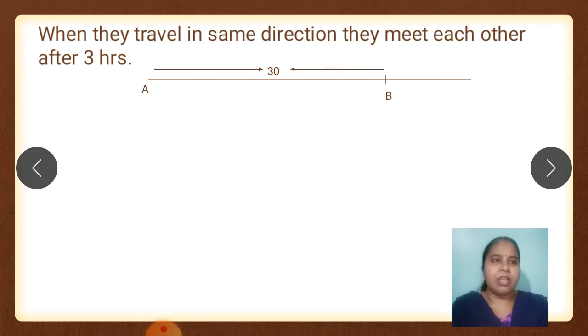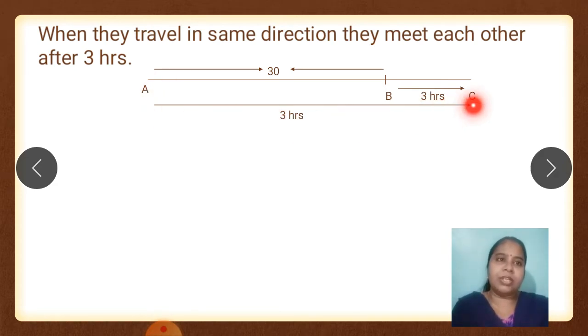Okay. Now both are traveling in the same direction. It means this way. And they both will meet at this point. Let us name it as C. Okay. Both are meeting here. But after how many hours? After 3 hours. I hope you are understanding it. It means that A is traveling 3 hours and reaching till here. B is traveling 3 hours and reaching till here. Both are traveling 3 hours to meet each other at the point C. Okay. Now see this. A is traveling from here till here in 3 hours and B is traveling from here till here in 3 hours, and at this point they meet each other. I hope you are understanding the second condition.